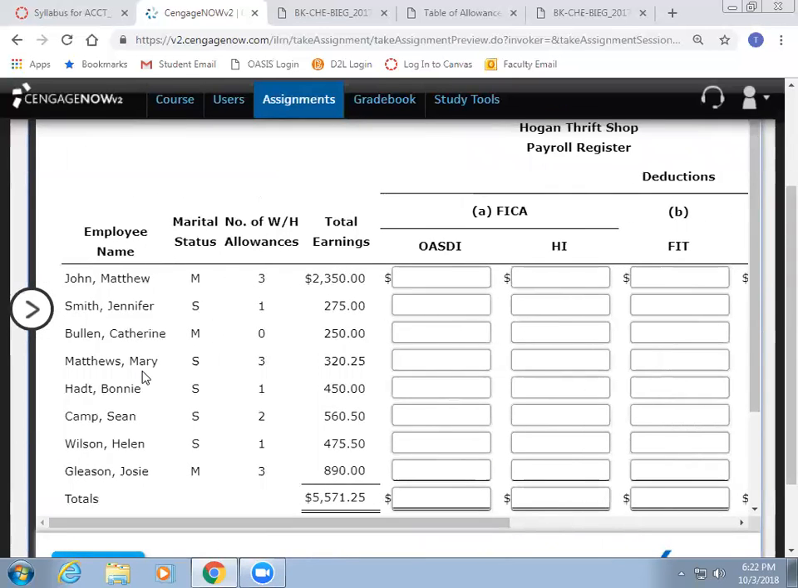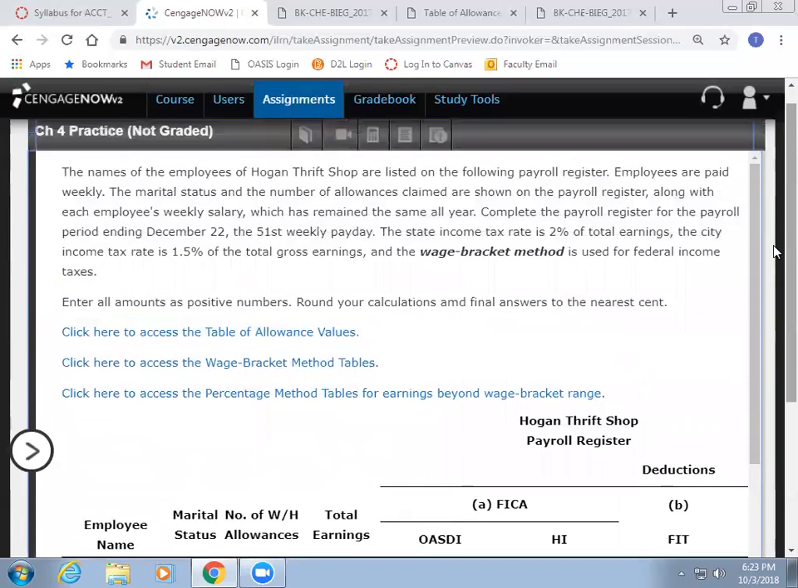Well, for John Matthew, let's start with his FICA taxes. I look at his total earnings. That's his weekly amount. I need to look at what we've paid him to date to make sure he hasn't. This is a review from Chapter 3. Has he met the limit for Social Security? So let's look at that first.